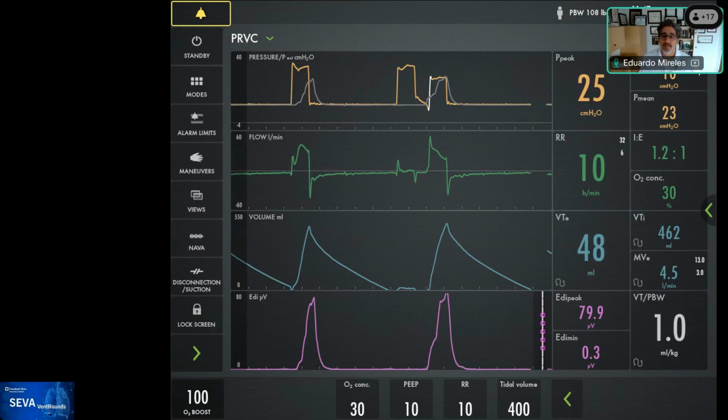No, remember that the diaphragm is not an expiratory muscle. It's an inspiratory muscle. So the diaphragm should be relaxed during exhalation. So that's why you don't see it. This is measuring the crew of the diaphragm.